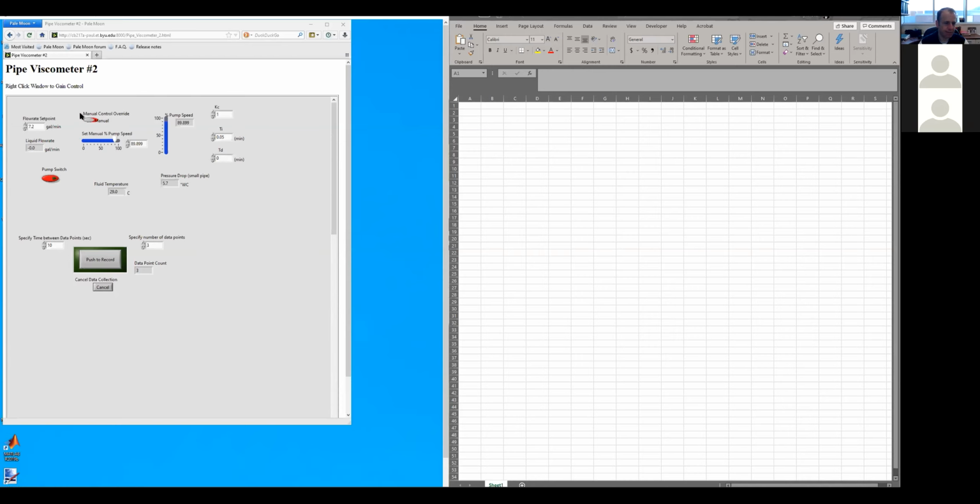And right now I have it in manual mode. This pipe viscometer 2 changes the flow rate because it has a variable speed pump. That's not super common. The other side of this, pipe viscometer 1, does not have a variable speed pump. And so you have a valve that opens and closes.